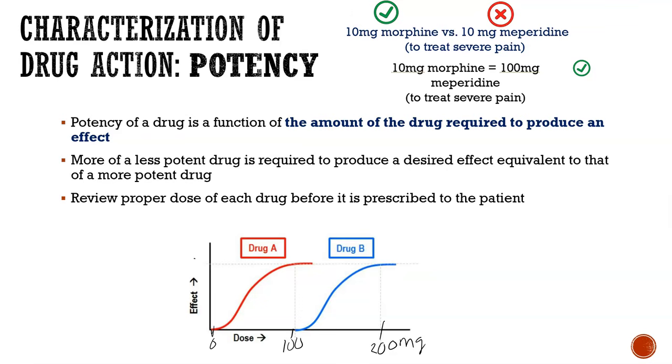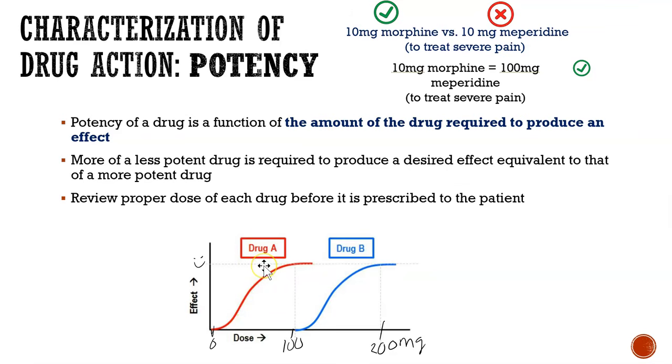So let's say this is the effect, so to feel no pain. So let's say you're in pain and you took drug A. With 100 milligrams, you got to feel better. With drug B, you need to take a bigger dose. With 200 milligrams, you felt better. What does this mean? This means that drug A is more potent than drug B. You need less doses of drug A to feel better. So the less amount you need, the more potent it is, the stronger it is.